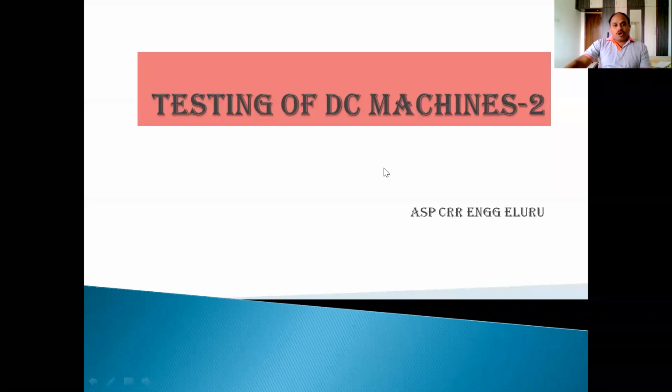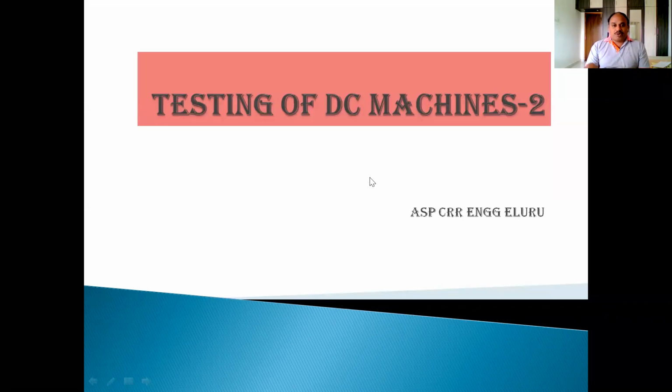The Hopkinson test is also called the back-to-back test or regenerative test. That is also called a load test. The Swinburne test is also called a no load test. The test is conducted under no load condition, while the Hopkinson test is conducted under load condition. In these two tests, the machine may be run as a generator or a motor. So the efficiencies and performance of the machines are determined for the generator as well as the motor case.